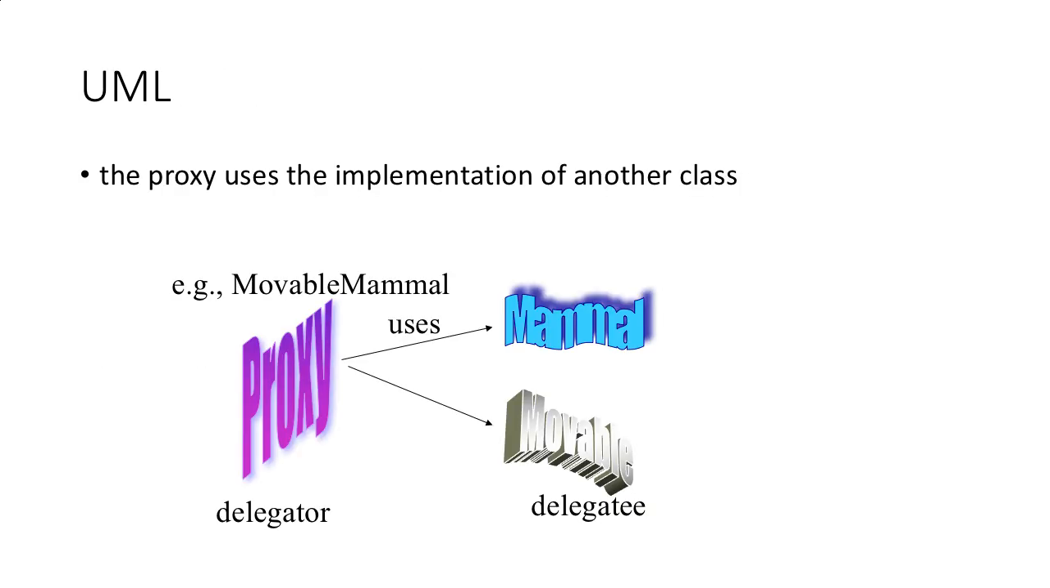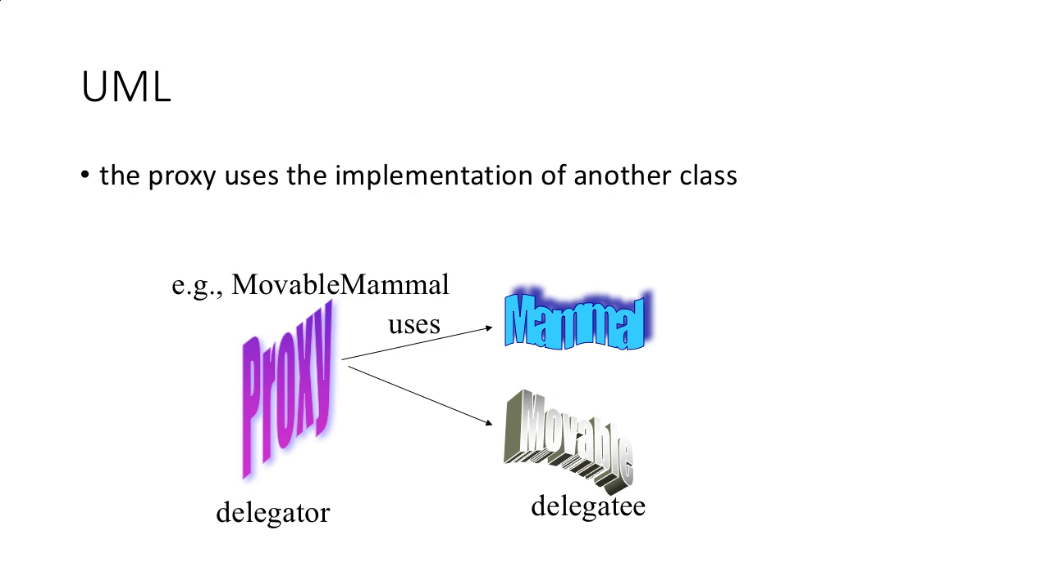So the proxy uses an implementation of another class. I don't want to rewrite mammal. I don't want to rewrite movable. So I create a new proxy class known as the movable mammal. And so that is the delegator, movable mammal, whereas mammal and movable, they are the delegatee.